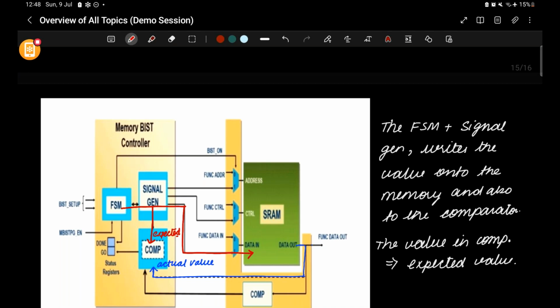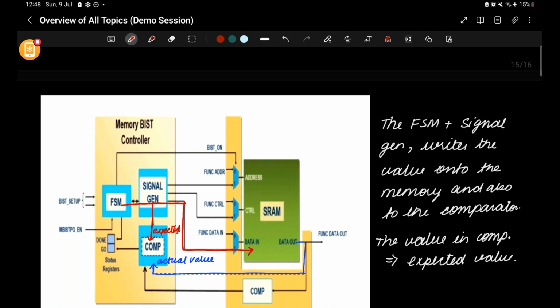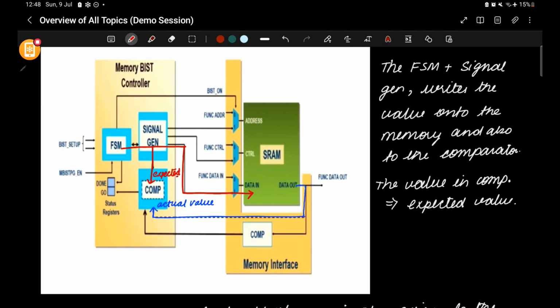There will also be a feature called reduced address count. What is that feature, and why is the tool turning it on during pre-silicon testing? Before manufacturing, while generating the patterns, why is the tool enabling that feature? Those kinds of interview questions will be there. Also the comparator placement: the comparator can either be placed in the memory interface or in the memory BIST controller. Which one is more advantageous, and why?